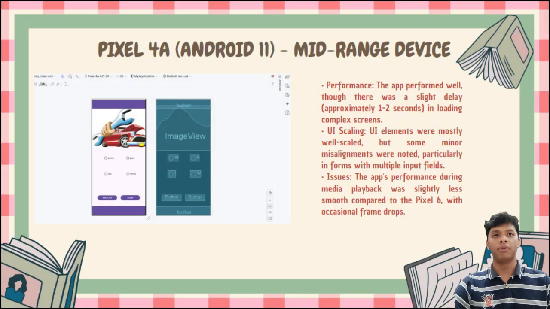Next, Pixel 4a, Android 11, a mid-range device. For the performance, the app performed well, though there was a slight delay, approximately 1 to 2 seconds, in loading complex screens. Next, UI scaling. UI elements were mostly well scaled, but some minor misalignments were noted, particularly in forms with multiple input fields. For the issues, the app's performance during media playback was slightly less smooth compared to the Pixel 6, with occasional frame drops.